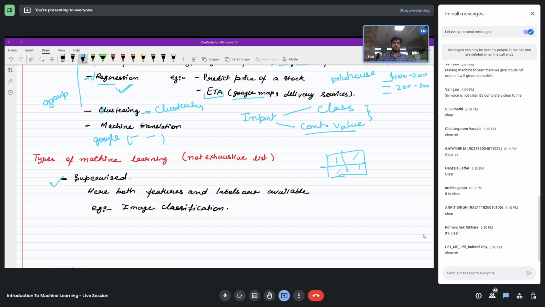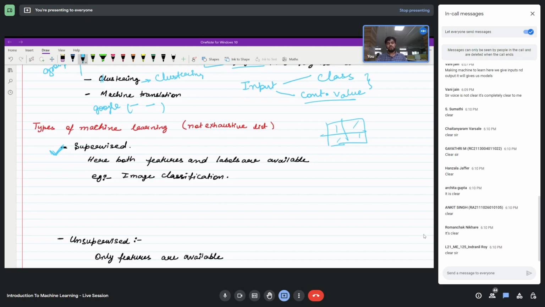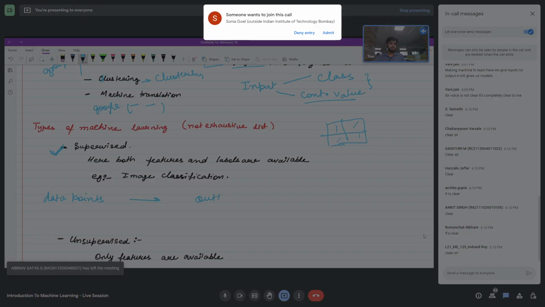So first of them is supervised learning, right? What we do in supervised learning is, first of all, as I mentioned, in machine learning, you have some data points, and you use these data points to get some output, right?